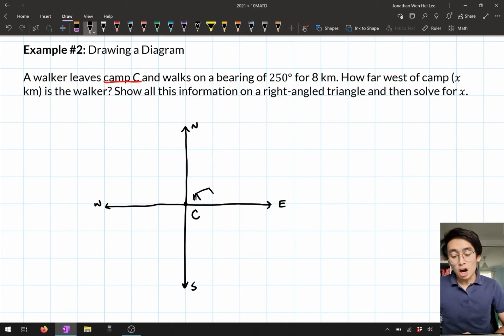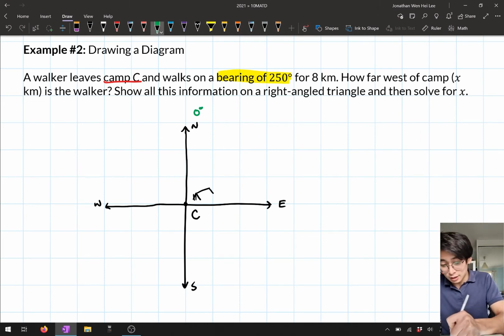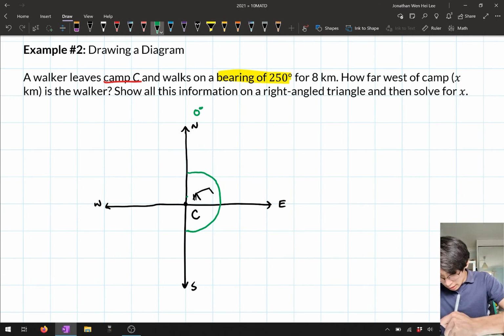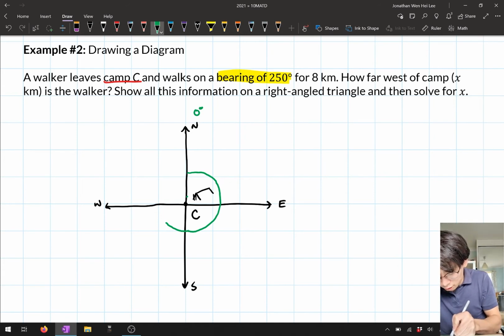Okay, let's have a look at the next part. They then walk on a bearing of 250 degrees. What we want to do is figure out where 250 degrees is. If it's a bearing of 250 degrees, we start from north at 0, and we go 250 degrees clockwise. Let me do it bigger. I hit east, and that would be 90 degrees, and I keep going. I hit south, that's 180 degrees. That's still not 250. And then if I go another 70 degrees here, that's my bearing of 250 degrees.